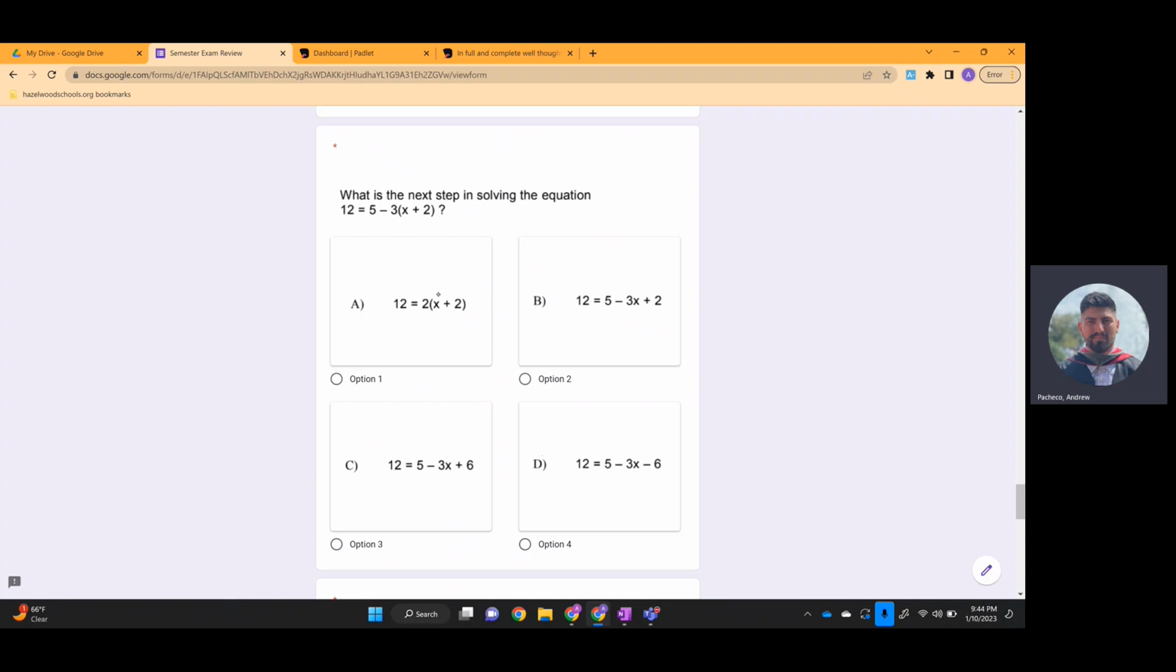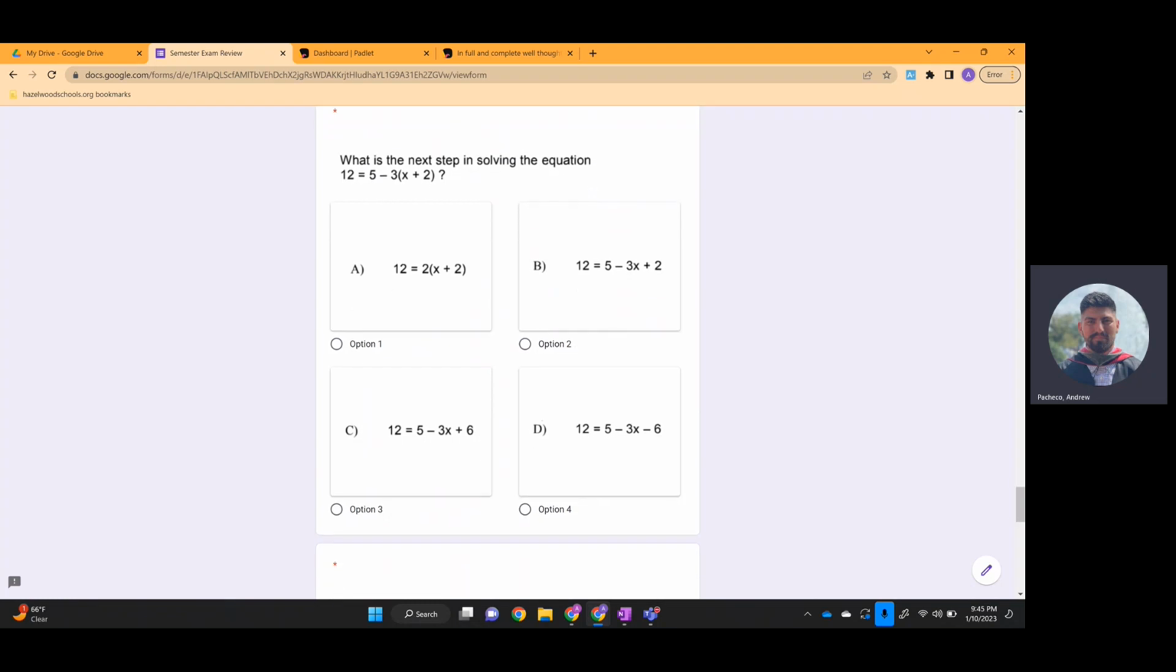If you can see, A doesn't even distribute, doesn't get rid of the parentheses, so that one is incorrect. B does distribute the -3 times our x, but it does not multiply -3 times 2 to get -6. So because that positive 2 never changes, that is also incorrect.